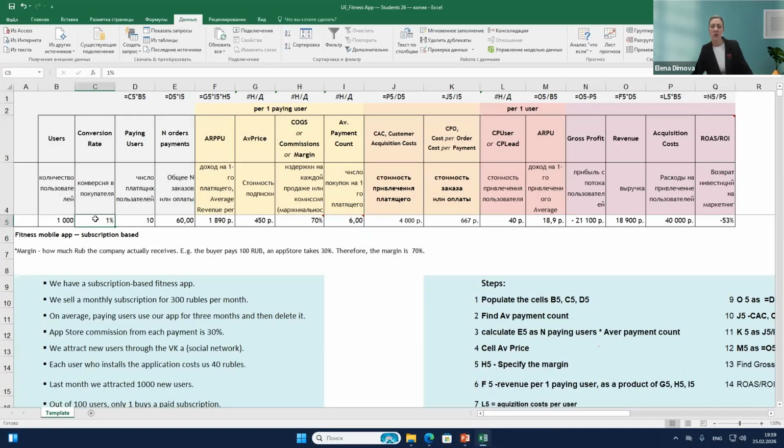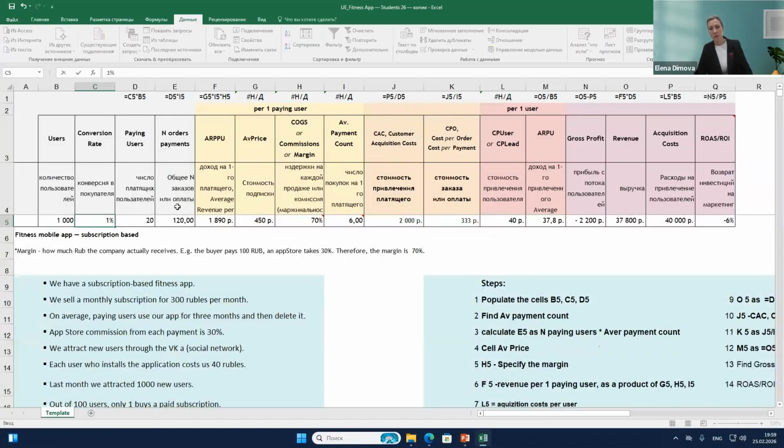Probably we should try to impact the conversion rate. Again, we mentioned that 1% is quite small. Maybe we can change our traffic, not marketing campaigns from social networks, but from some other channels, which will be a better fit with our application and our customer base. For instance, let's check 2%. We see that the conversion rate creates a very significant change in our return on investment.